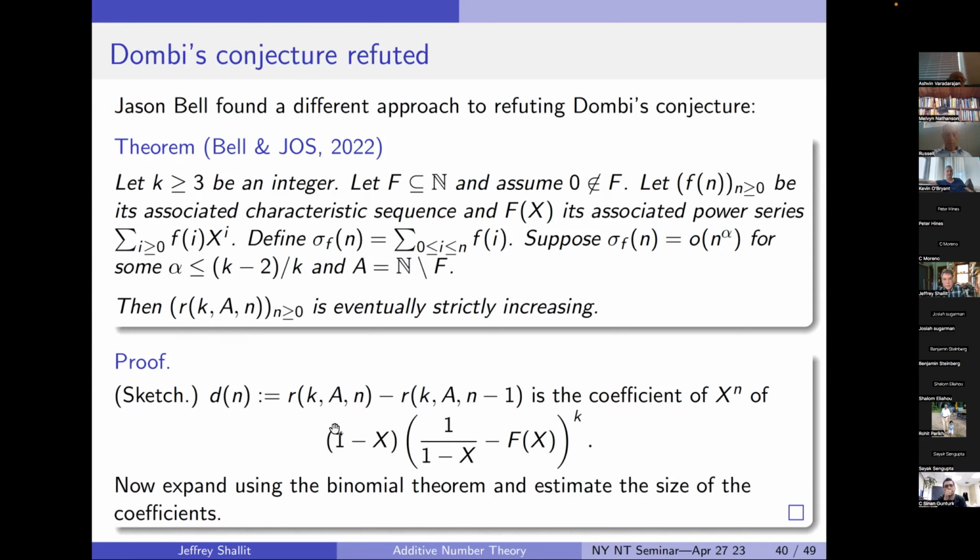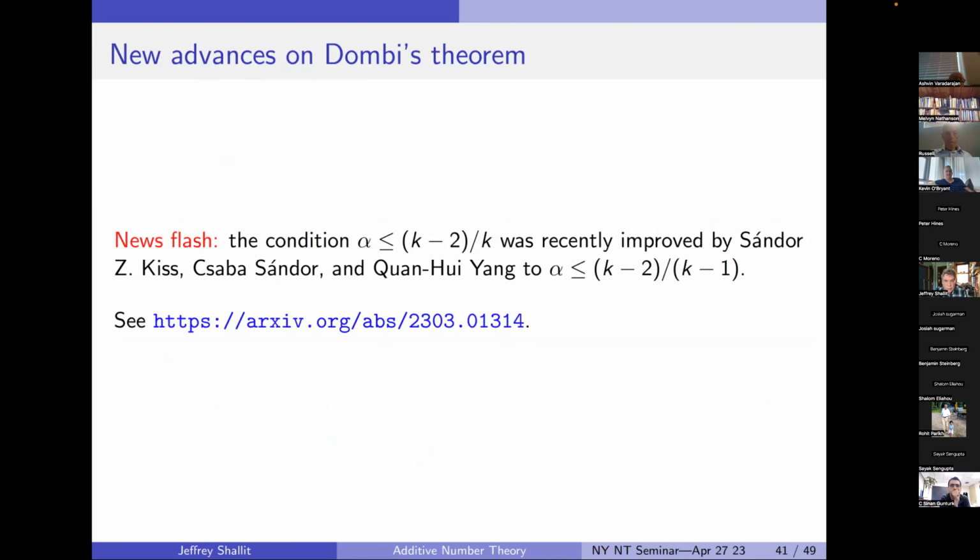The way he did this was he just asked, what is the first difference of this RkA(N)? It's just the coefficient of x to the n in this expression in terms of rational functions. And then we can just expand this using the binomial theorem and estimate the size of the coefficients. With that, you can get a whole class of counterexamples to Dombey's conjecture. And I should say that just very recently, this condition, namely (k minus 2) over k for the exponent alpha, was improved by Sandor Kiss, Csaba Sandor, and Quan-Hui Yang, and they've improved it to (k minus 2) over (k minus 1), which is optimal. That just recently appeared on the arXiv.